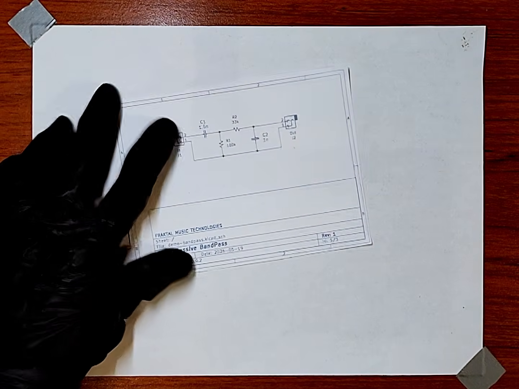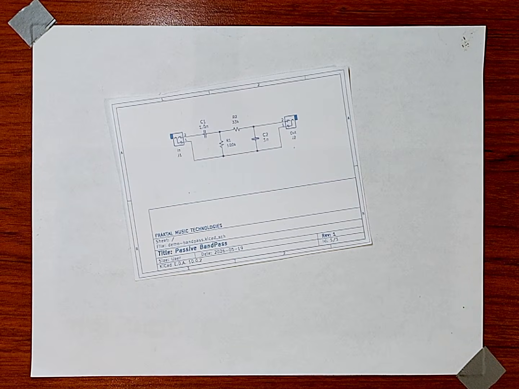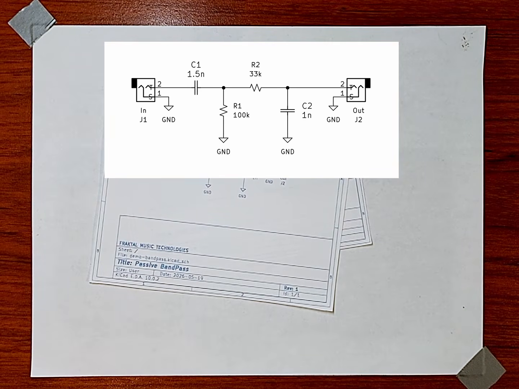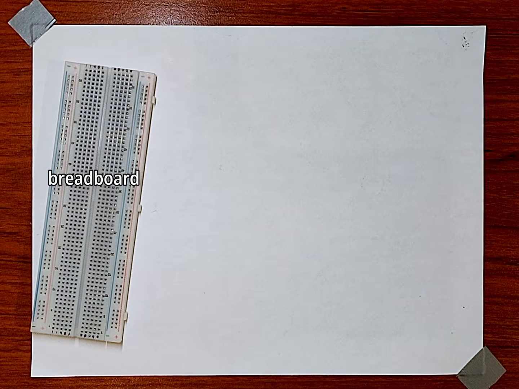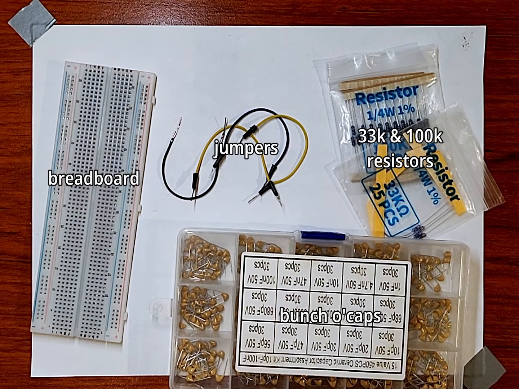Okay, so let's take a look at how we could actually build a circuit from a schematic. Today we'll be building this guy right here. This is a simple passive bandpass filter, which just consists of a couple of components. You may also find schematics being drawn this way, which use net labels instead, but today we'll stick to the basics. Okay, so let's take a look at what we need. A trusty old breadboard, a bunch of jumper wires, our resistors, and a whole lot of caps.